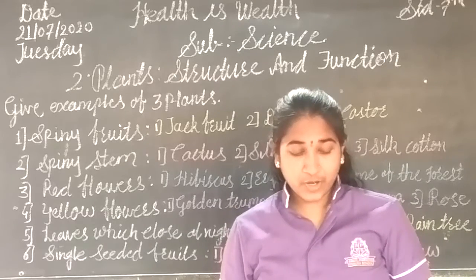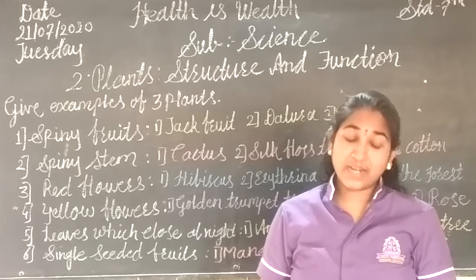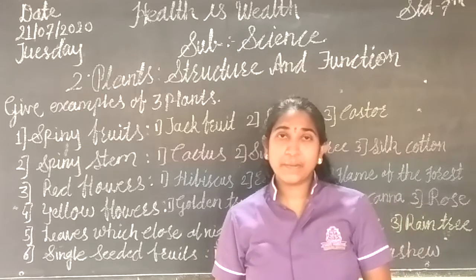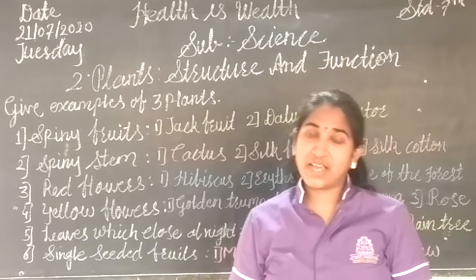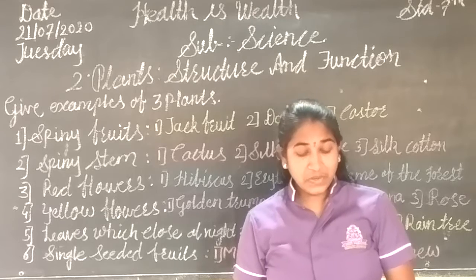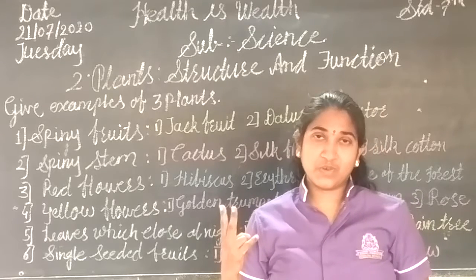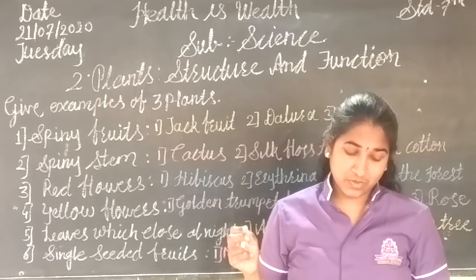See, there are some important lines like the parts of the plants. Which are the parts of the plants? The roots, stem, leaves, flowers and fruits are the main parts of plants. Then root. There are two types of root. First one is the tap root and second is the fibrous root.